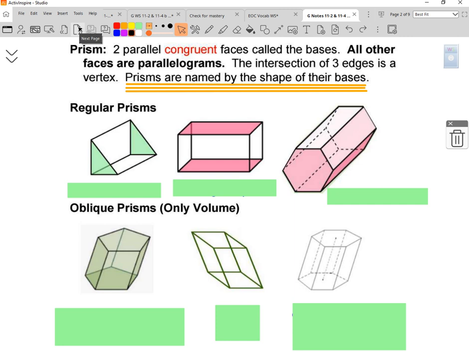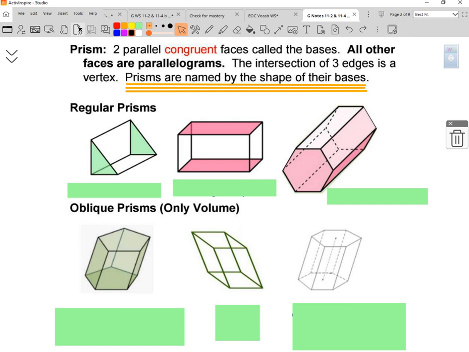A prism has to have two parallel congruent bases. Those are what we call the bases. Those are what we're going to use to find the area of our base, our big B, just like we found it when we were finding the area of a cylinder.